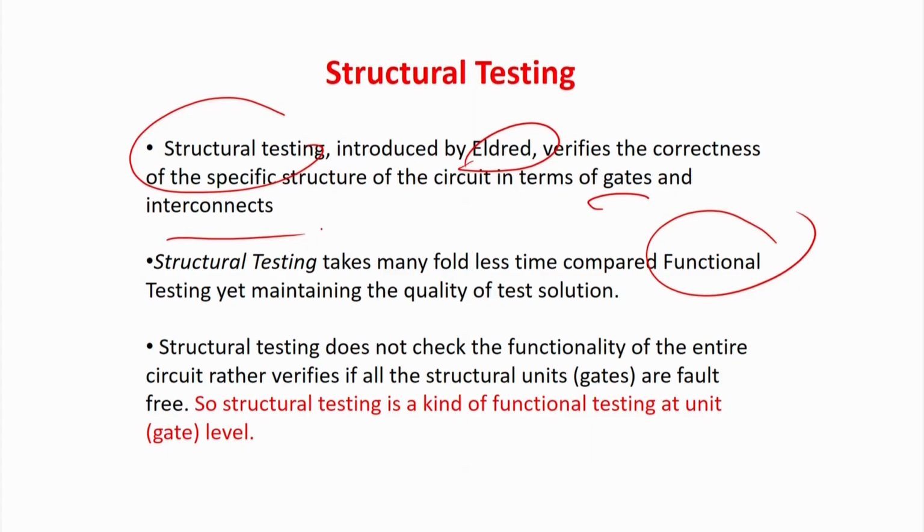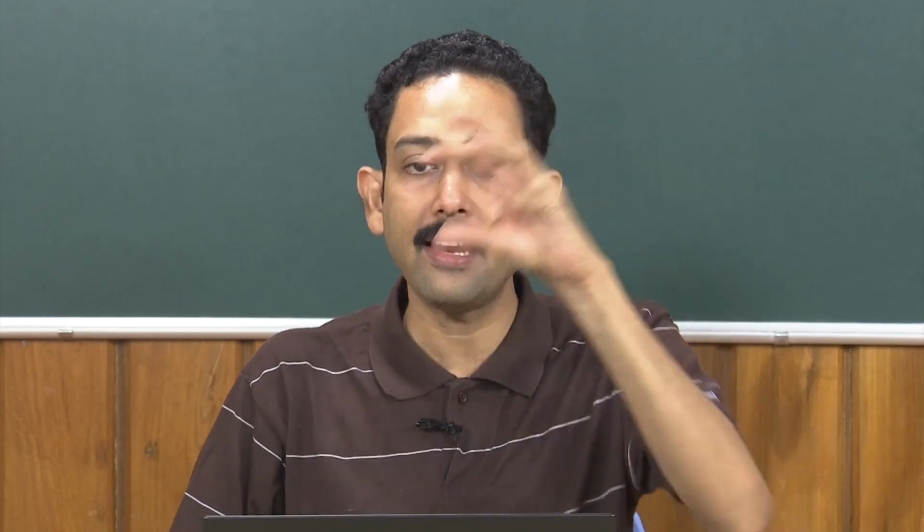So, structural testing does not check the functionality of the entire circuit, rather it verifies the structural part, that is, whether the gates are fault free or not. That means structural testing is a kind of functional testing at the gate level. That means you will not test the circuit in its entirety, rather you will test each of the individual gates at a functional level, and you will forget what the whole circuit does.